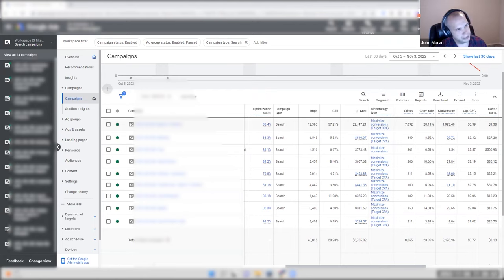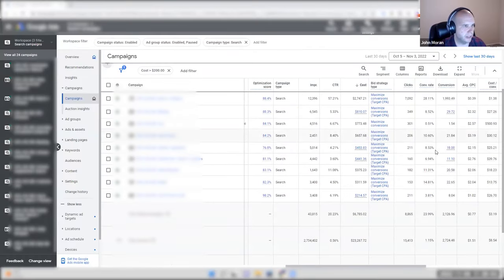So 27, 50, 75. Was that 68%? Let's just do 6,700 divided by 12,747, 2,747. Is that 2.3? Okay, so 2.66% is okay. So about 65% of all of their ad spend is coming into the brand campaign.